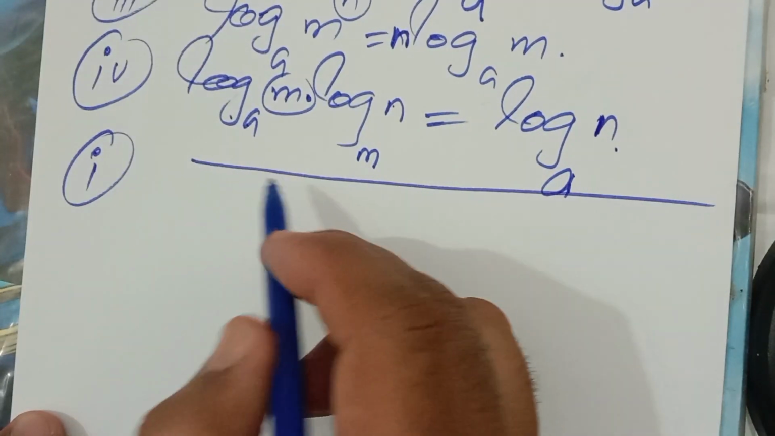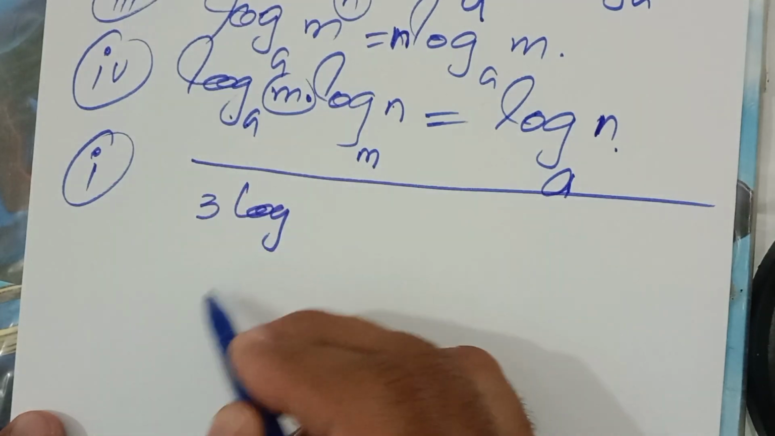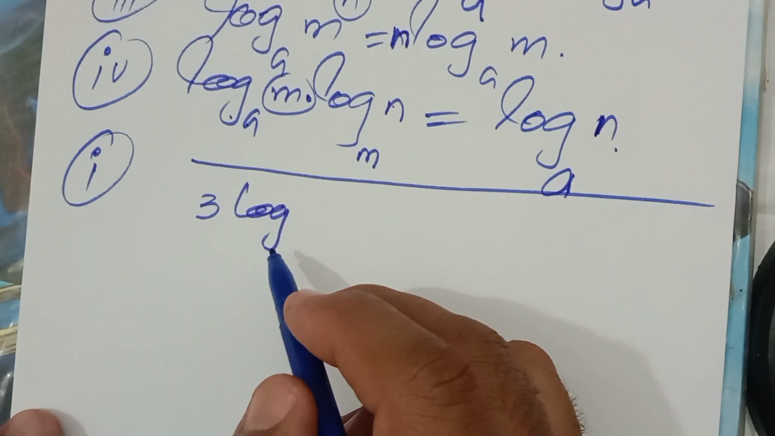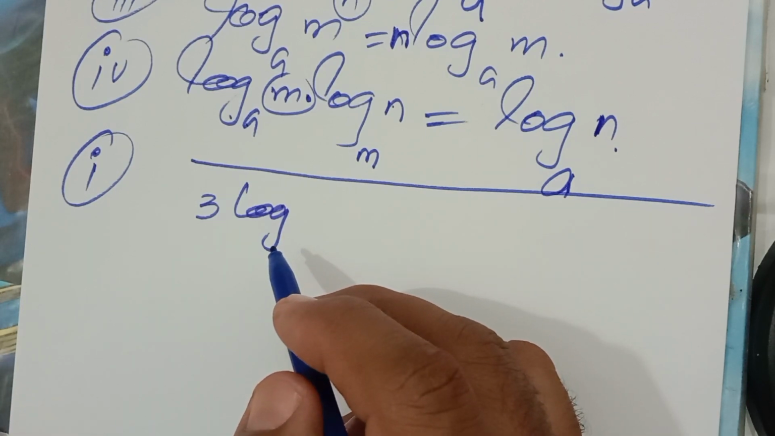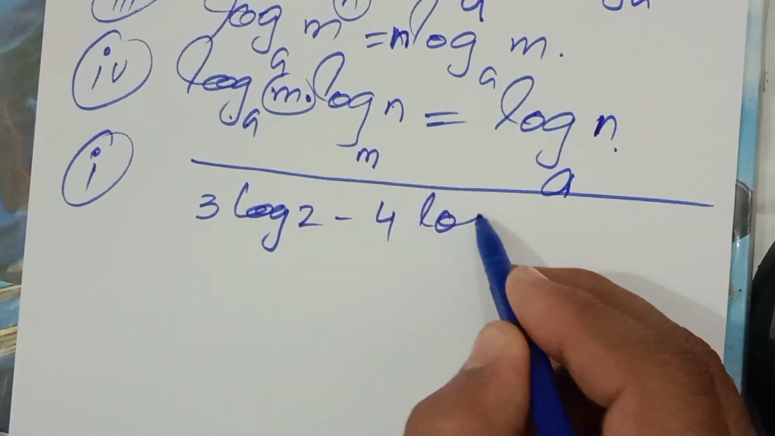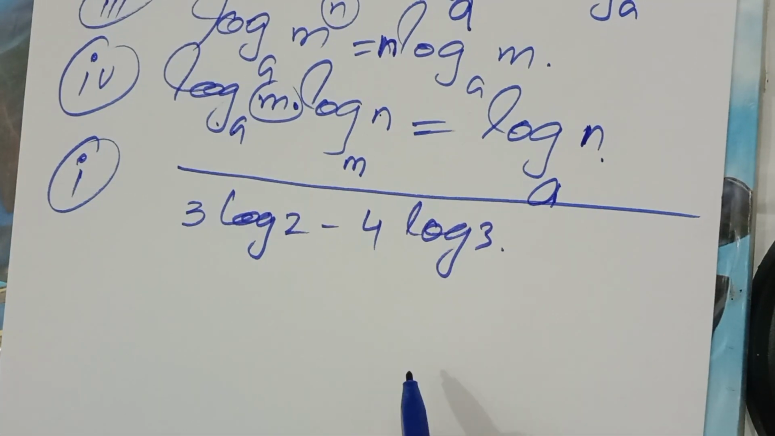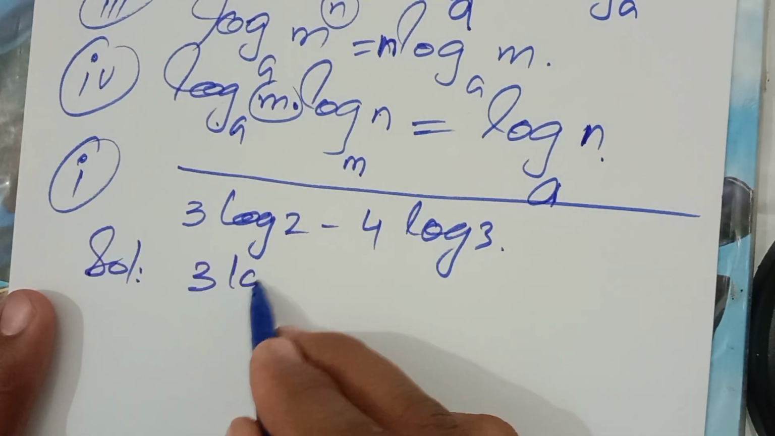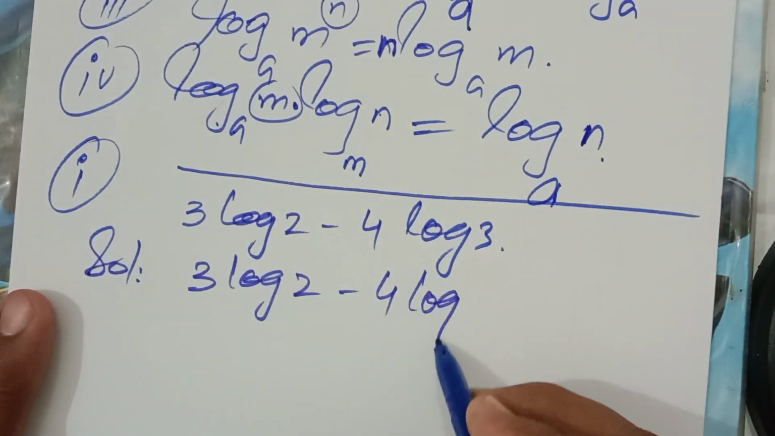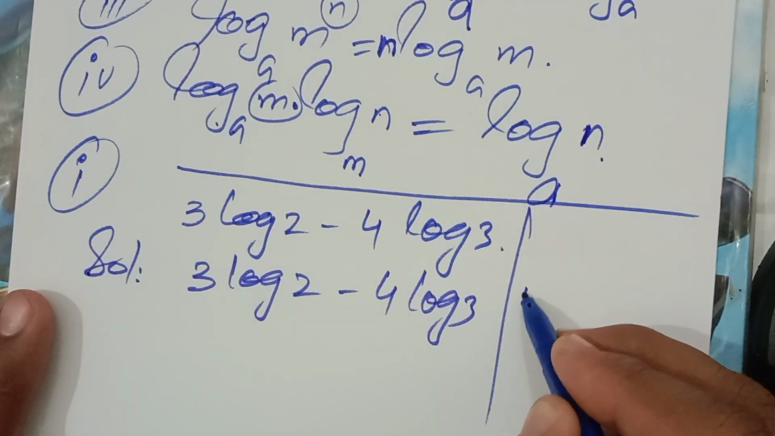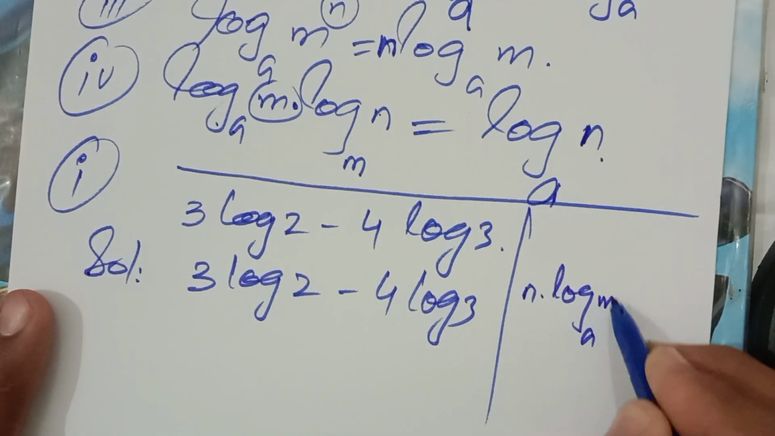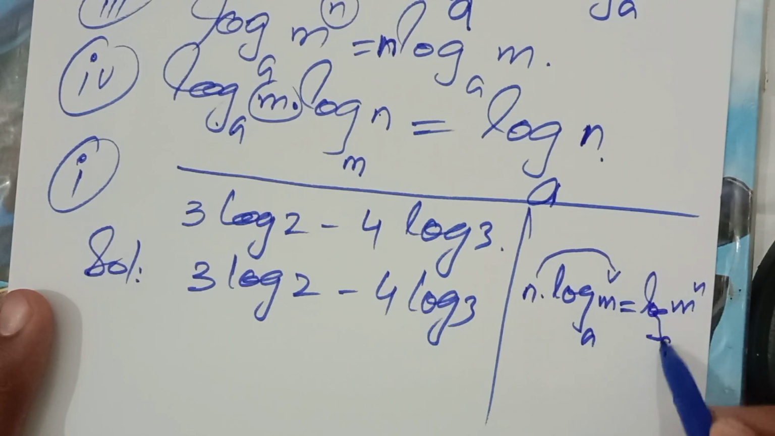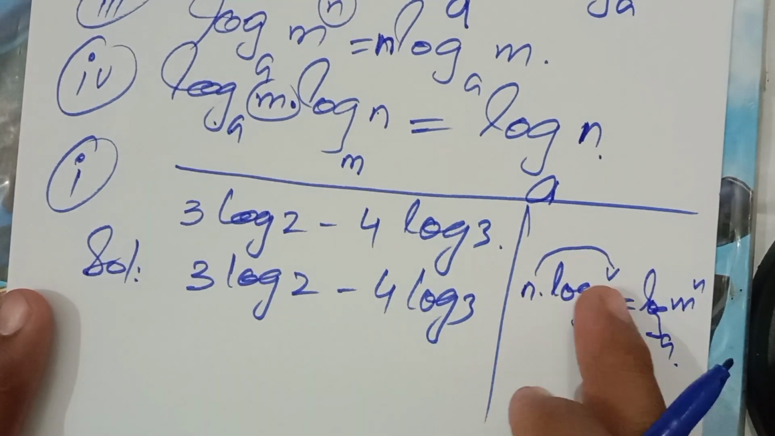These are the properties. Number one, 3 times log with base 10, which is commonly used. Here we use base 10 for the common logarithm, but we do not write it. Minus 4 times log with base 3. So by definition we can write the solution. If we have n times log with base a of m, then we can change its power and write it in exponential form: log with base a remains the same, m raised to power n.